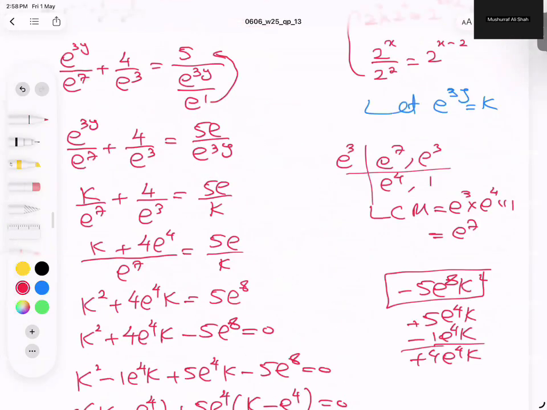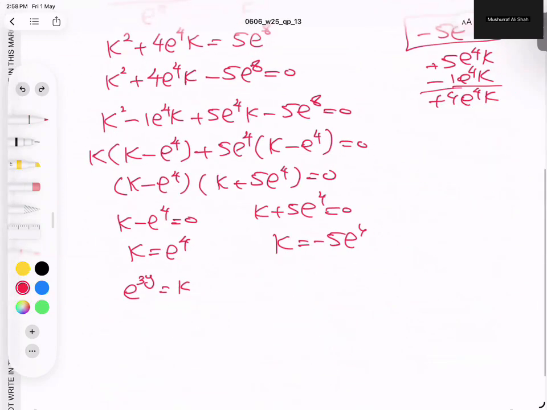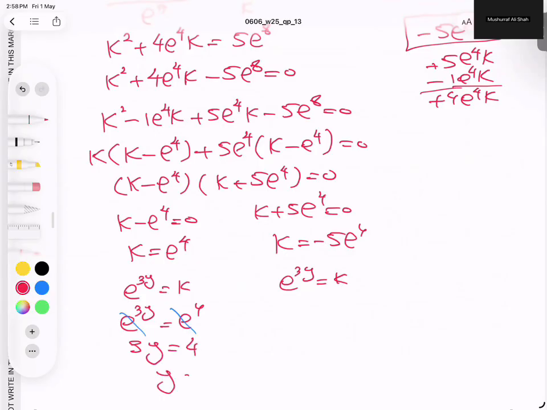Let me go and check again. e to the power 3y is equal to k, and I'm copying that twice. And this value I'm going to copy here, and this value I'm going to copy here. So when I copy here, e to the power 3y is equal to e to the power 4. Can you see, students, the same base cancels out? I can say 3y is equal to 4 and y becomes 4 over 3.